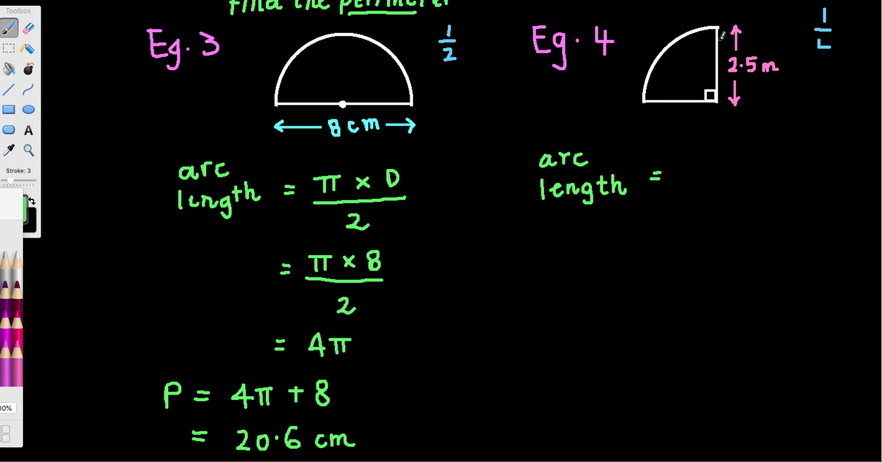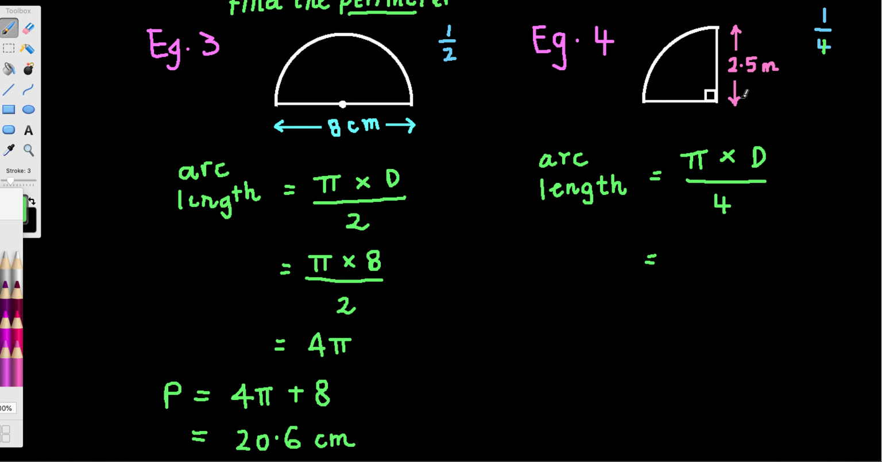This time though, I don't want half of the circle. I actually only want 1/4 of it. If I keep this going, there's 1 piece, 2 pieces, 3 pieces, and 4 pieces. If I only want 1 out of the 4, so 1/4, remember we said that before, that means that I'm going to have to divide the circumference by 4. So pi times d is my circumference. Divide that by 4.